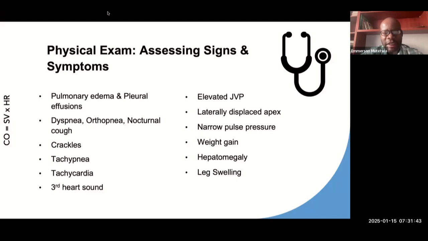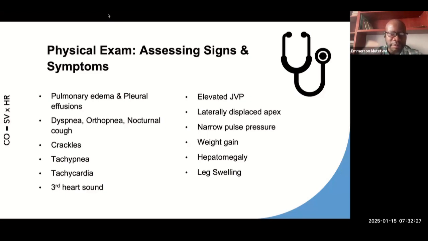So just remember that the right-sided congestion usually presents with the peripheral edemas, increased jugular venous pressure, cardiomegaly, and also the ascites and the angioedema. And then when you have left-sided congestion, it usually presents with those pulmonary signs and symptoms of cardiac failure, and that could be one of the things that can differentiate between right ventricular failure and left ventricular failure.